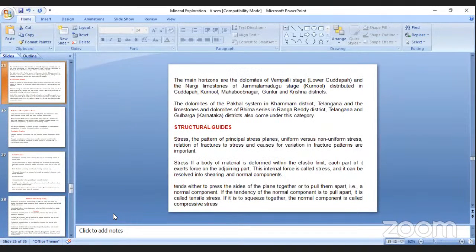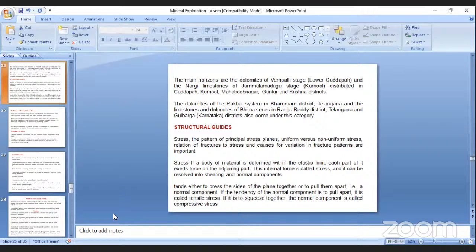Particularly, the main ones are the dolomites of the Vempalle stage, settled in the lower Kadapa, and the Narji limestones of the Jammalamadugu stage in the Kurnool system. It is distributed in Kurnool, Mahabubnagar, Kadapa, and Guntur districts, and a little amount in the same areas we can identify in Krishna district also.